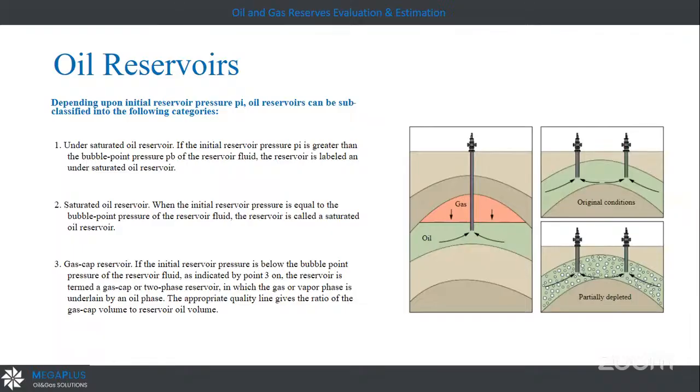And what is the saturation pressure? It is the pressure below which I will have liberated gas; above it, the gas is dissolved in the oil, so it will be found in one phase. Below the saturation pressure, the reservoir will be in two phases.